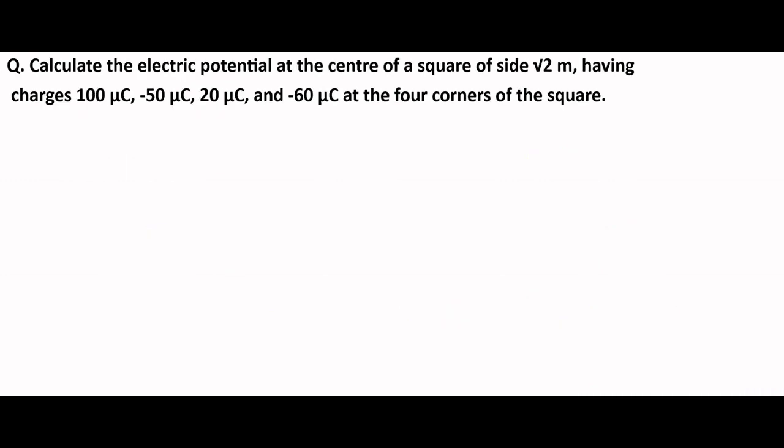Okay, so here is another question on electric potential. It is given to calculate the electric potential at the center of a square of side √2 meter having charges 100 microcoulomb, minus 50 microcoulomb, 20 microcoulomb and minus 60 microcoulomb at the four corners of the square. Okay, so here we have a square of side √2 meter.